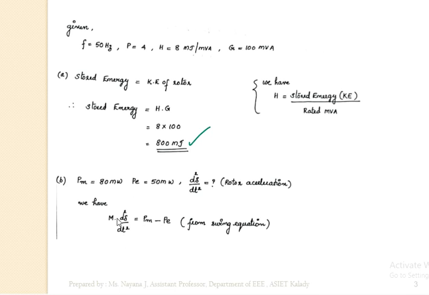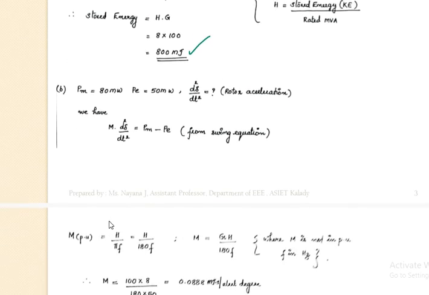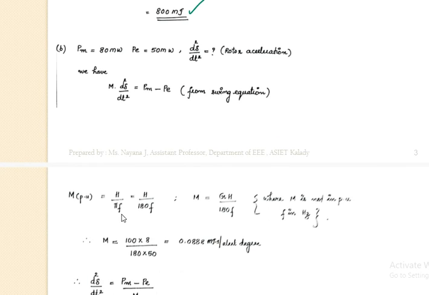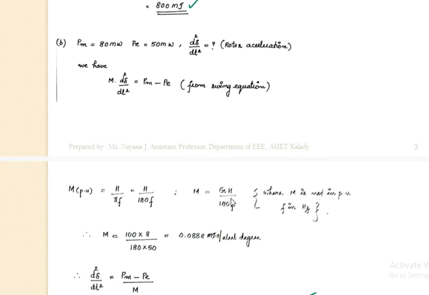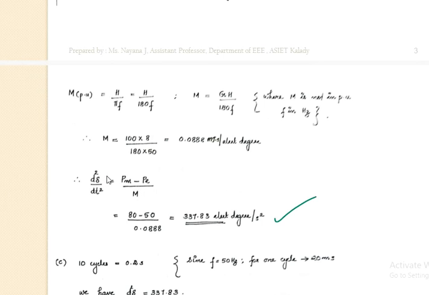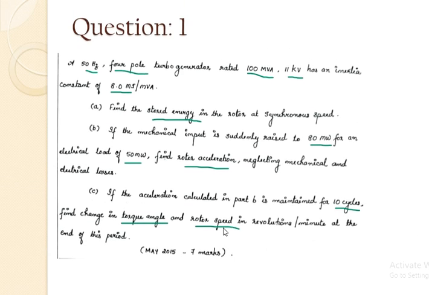Now from this we need to calculate d square delta by dt square. Pm and Pe are given, whereas M is not given. But we know that M is equal to H by pi f, or GH by 180 f. So we can calculate M. Here there is no G because it was in per unit; here there is G because M is not in per unit. Finally you can calculate d square delta by dt square is equal to Pm minus Pe divided by M. So that was a simple question.